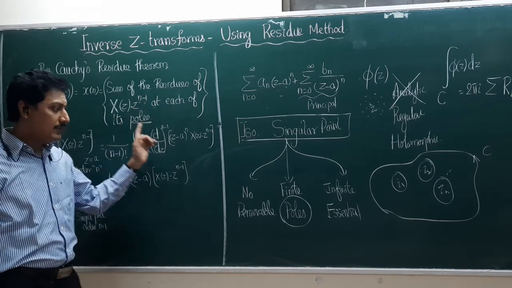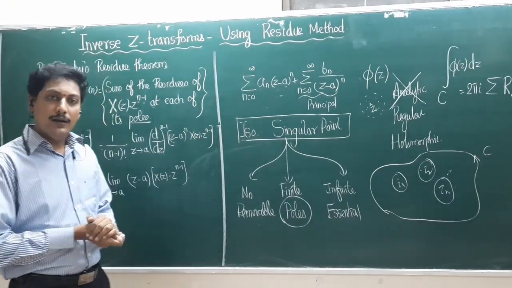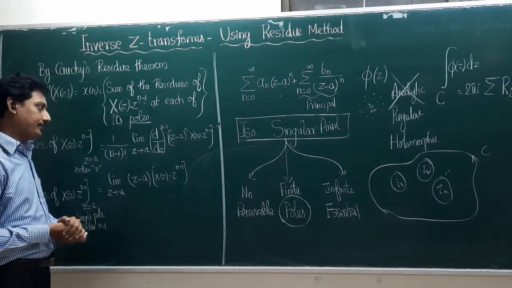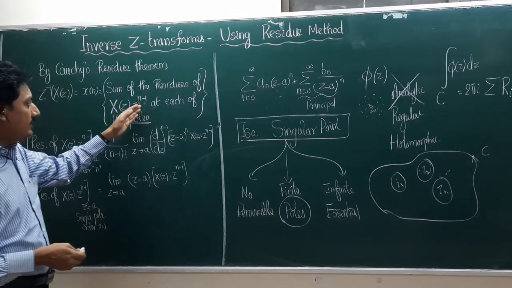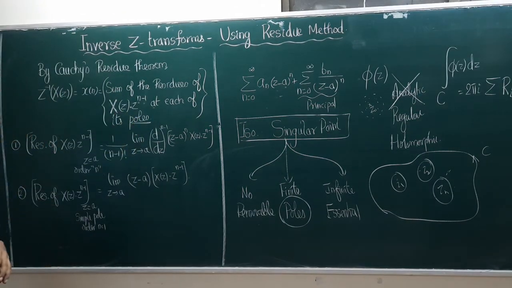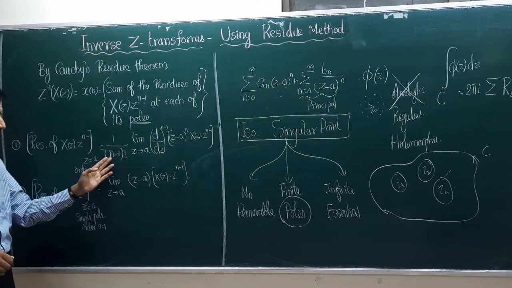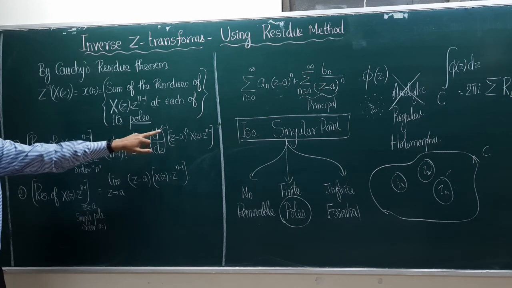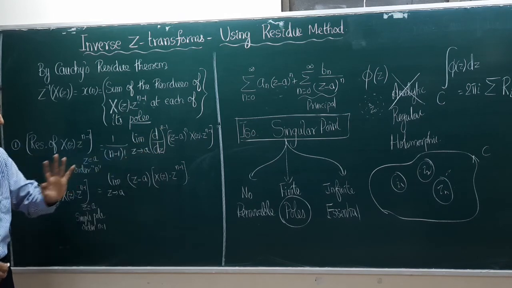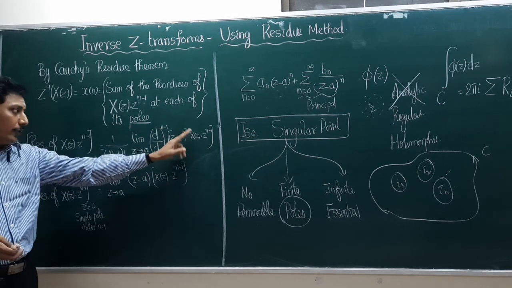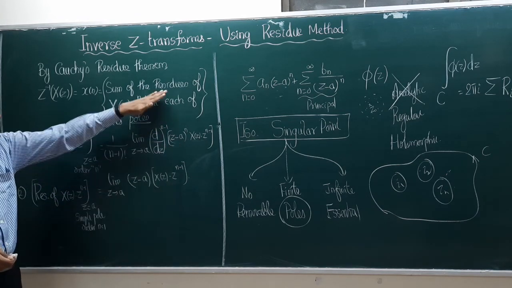So what are the poles? Poles means singular points. It has a finite number of negative powers of z. So that's called a pole. Now how do we determine the residue of X of z into z power n minus 1 at the poles? The poles depend upon their order. Suppose the order is n, this is the formula: 1 by (n minus 1) factorial, differentiate with respect to z, n minus 1 times. Order n means n minus 1 times differentiation, of (z minus a) whole power n into X of z into z power n minus 1. So this is the formula to determine the residue.